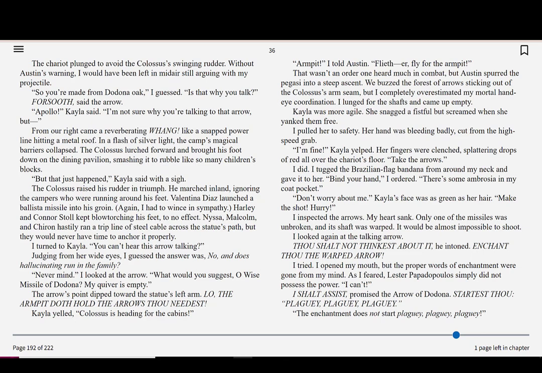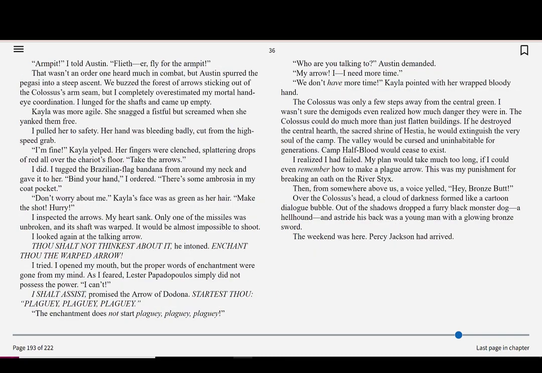My heart sank. Only one of the missiles was unbroken, and its shaft was warped. It would be almost impossible to shoot. I looked again at the talking arrow. "Thou shalt not thinkest about it," he intoned. "Enchant thou the warped arrow." Oh, it's so weird. I tried. I opened my mouth, but the proper words of enchantment were gone from my mind. As I feared, Lester Papadopoulos simply did not possess the power. "I can't." "I shalt assist," promised the arrow of Dodona. "Startest thou. Plaguey, plaguey, plaguey." The enchantment does not start plaguey, plaguey, plaguey.